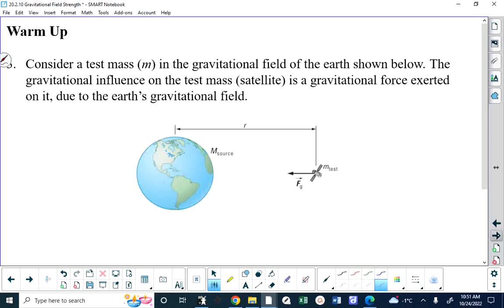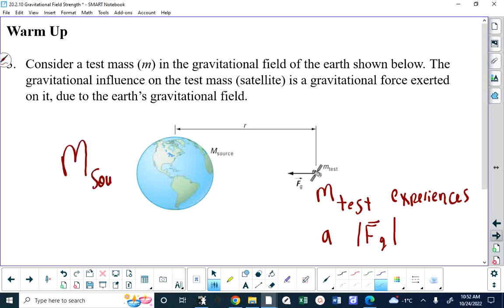So, warm up. Consider a test mass in a gravitational field of the Earth, and the gravitational influence is a gravitational force on it due to the gravitational field. So we've got a number of things going on here. I'm just going to write this a little bit bigger. This is the test mass that's placed in the field, and it experiences a gravitational force. You're with me? All right.